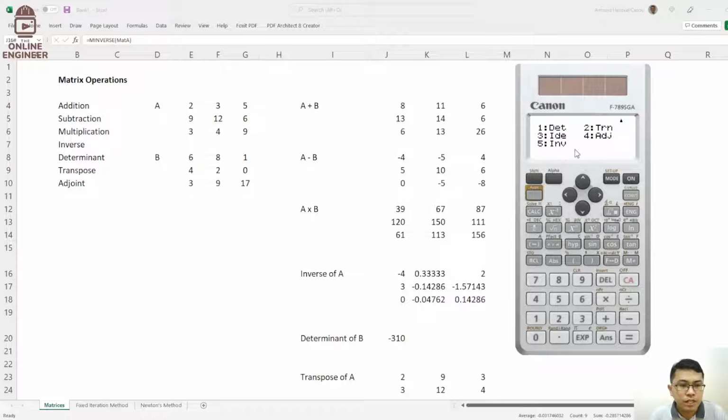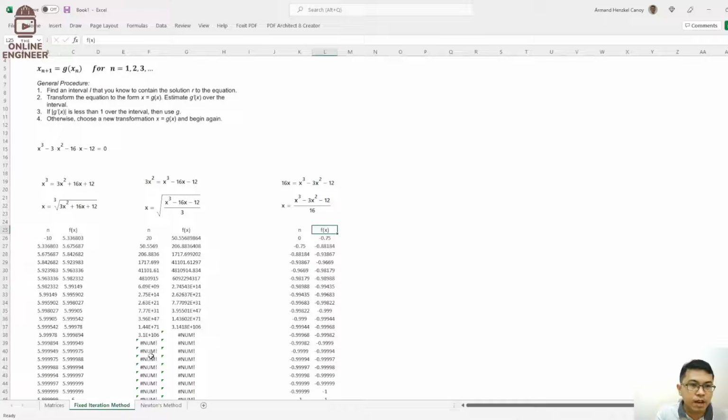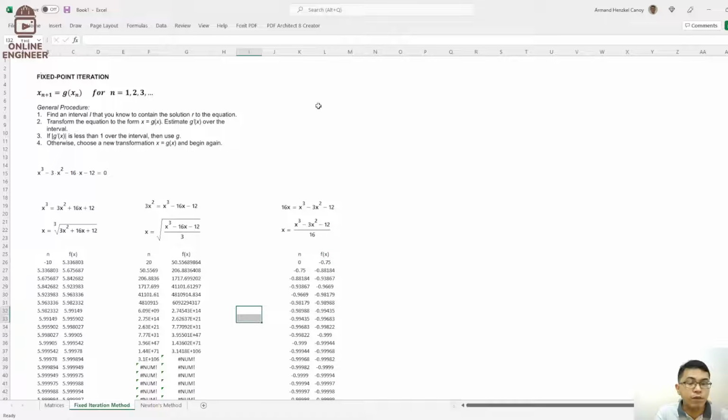Now we're going to proceed with the two numerical solution methods that we're going to discuss for today. All right, so we just close off the Canon here. I'm going to move over to the second tab that we have here. So this is the use of the fixed point iteration method.